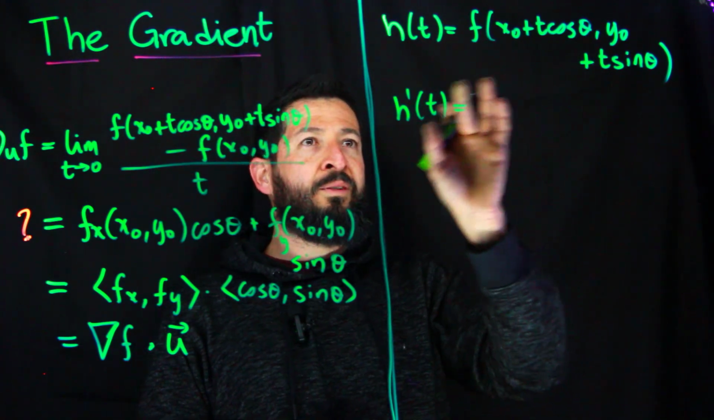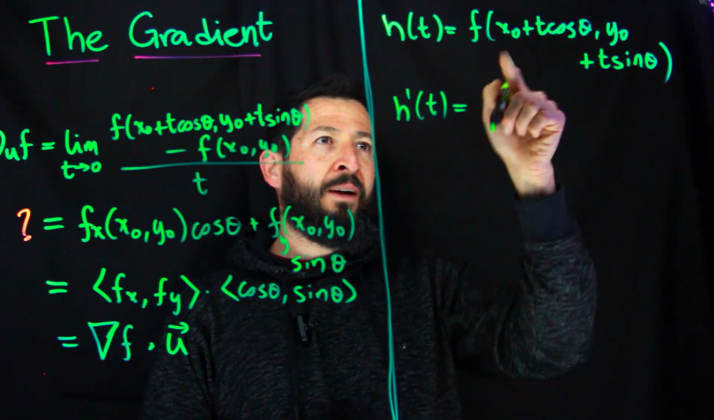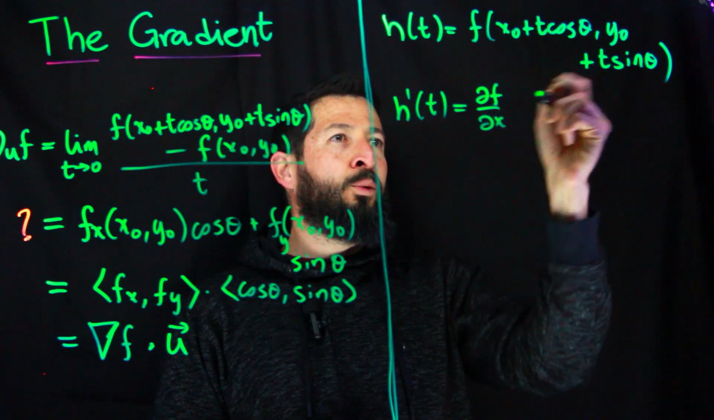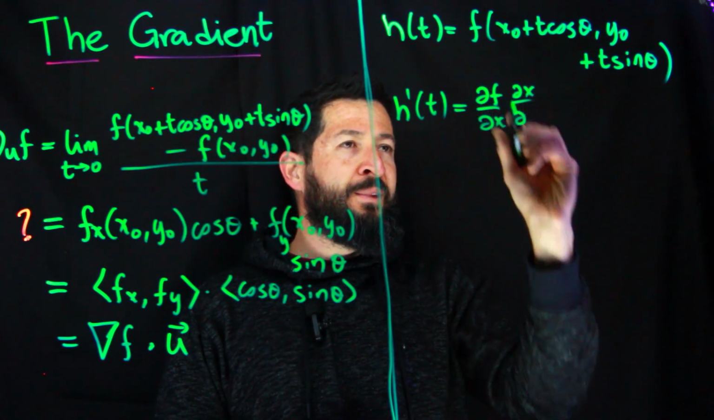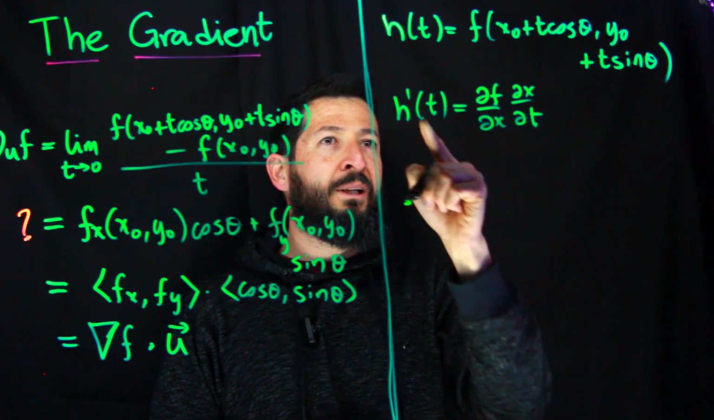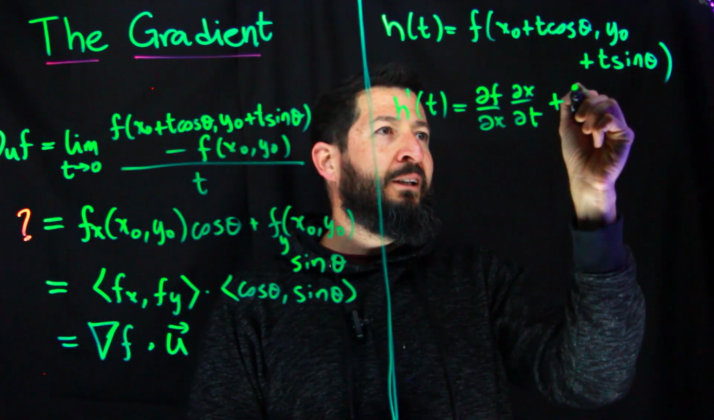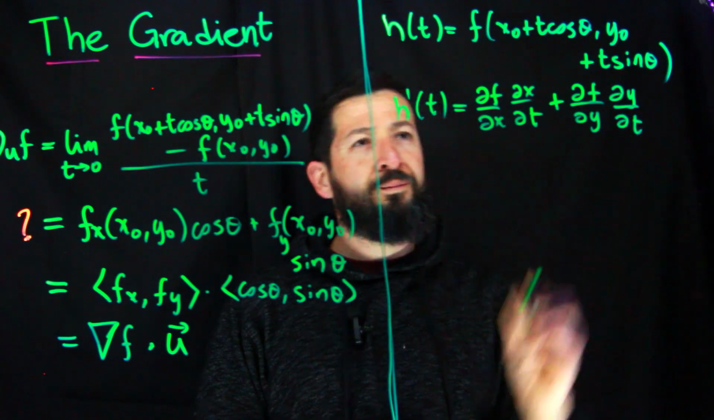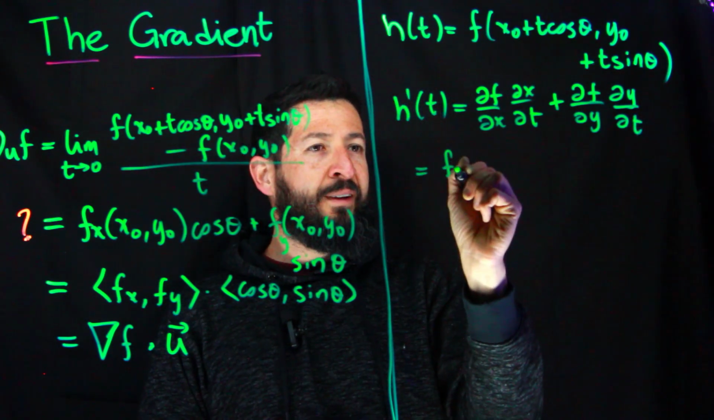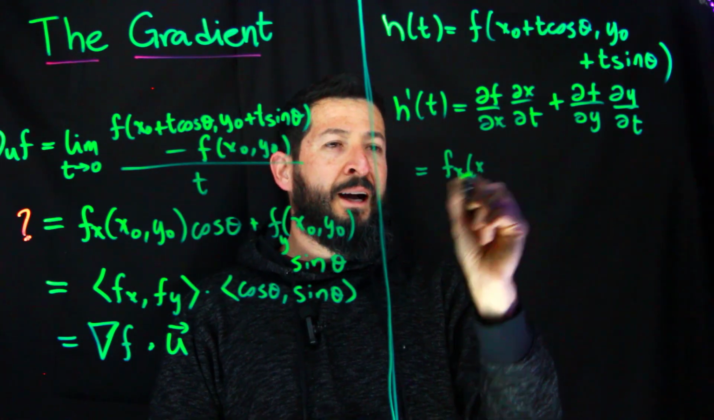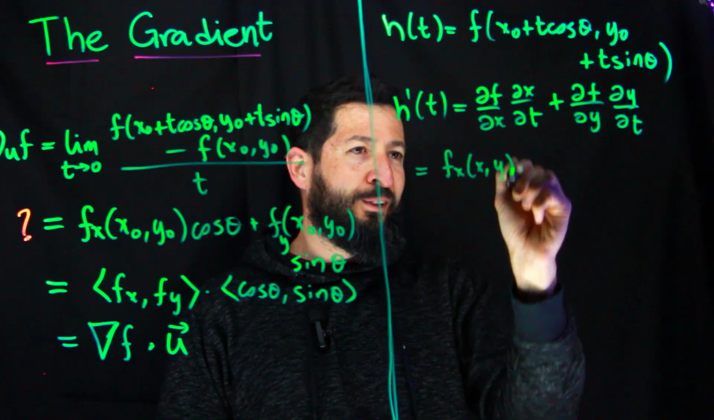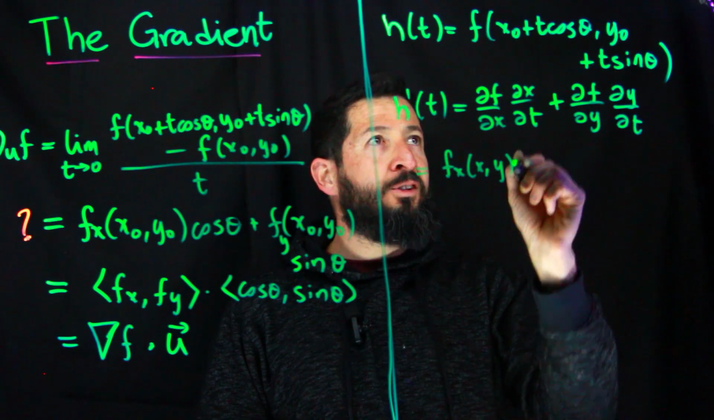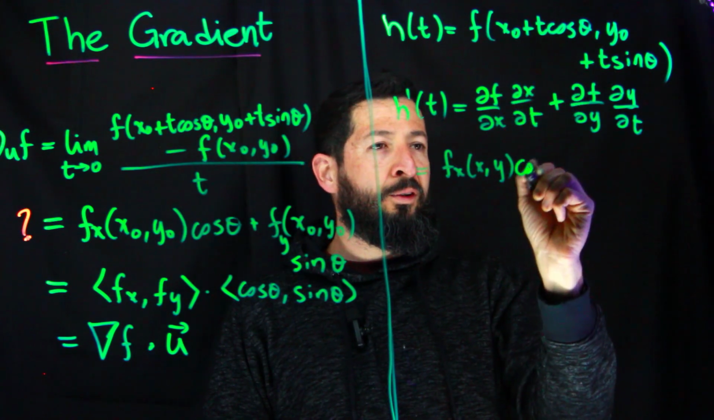And by the chain rule, remember, because this is a function of two variables, what I have to do is take the partial of f with respect to x, and then the x coordinate, dx dt, because I'm taking the derivative with respect to t, plus df dy times dy dt. And if I do that, this would just be fx of x, y firstly. And this dx dt, when you take the derivative of this with respect to t, is going to be your cosine of theta.